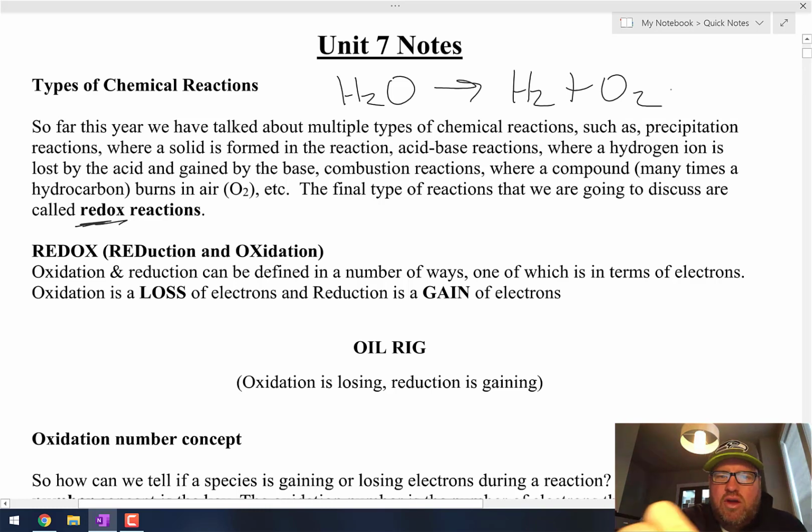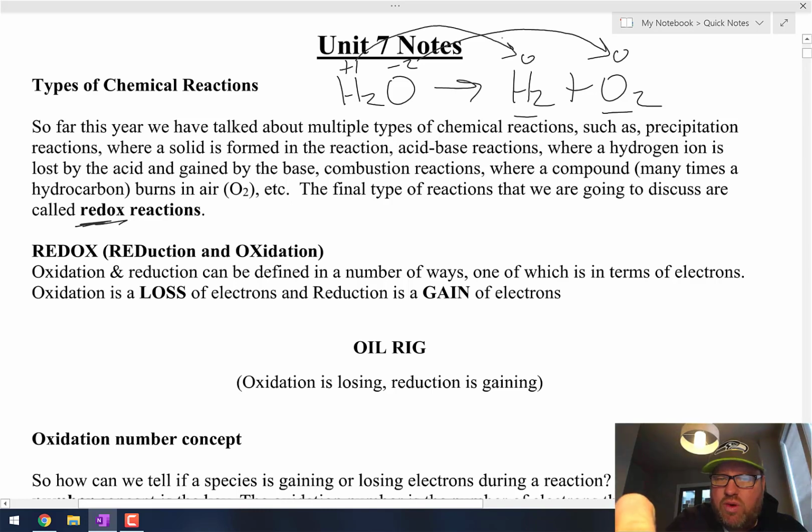Notice that here in the water molecule, oxidation-reduction reactions deal all with charges, and we're gonna call charges something new here in just a minute. But notice that in water, oxygen has a -2 charge and hydrogen has a +1 charge. And that's pretty common. But then when they're in their elemental form, they both have charges of 0. So notice that oxygen goes from a charge of -2 to 0, and hydrogen goes from a charge of +1 to 0. So we can see that hydrogen's charge is reducing.